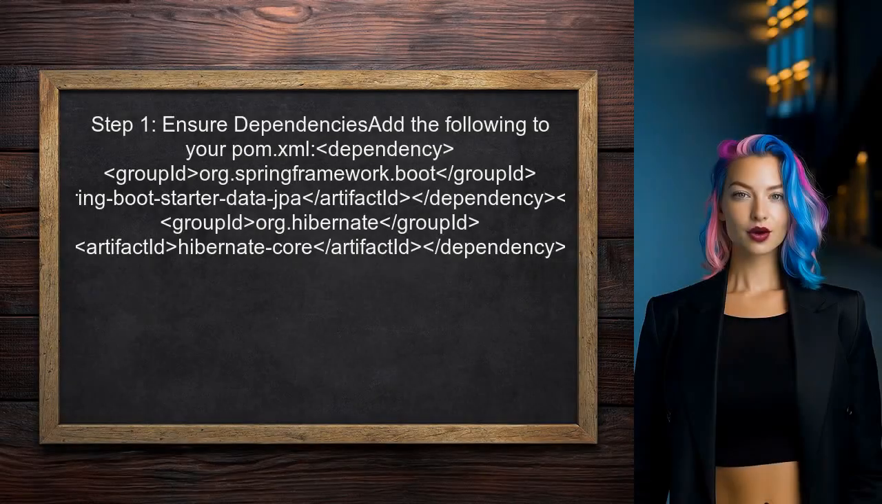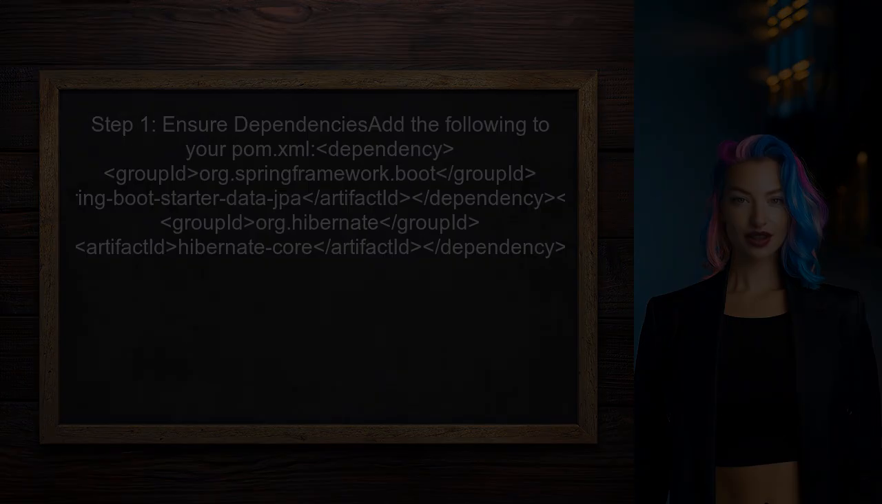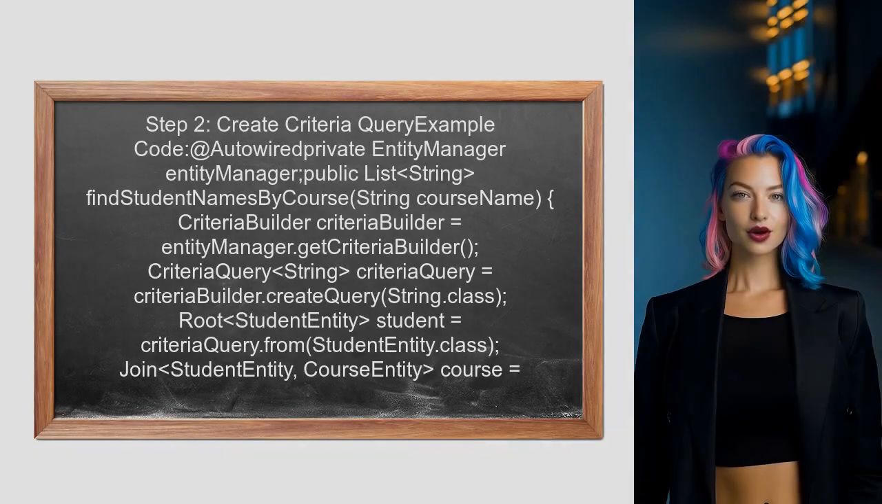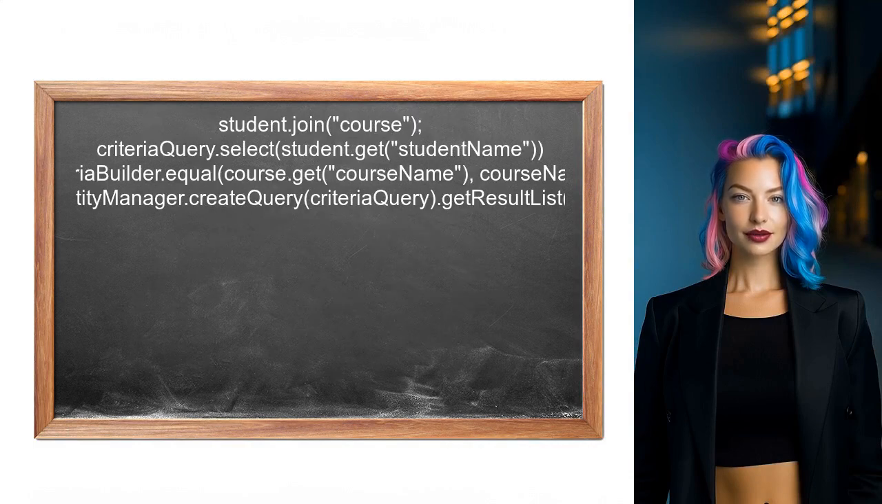To begin using criteria queries in a Spring Boot Data JPA application, the user should first ensure that they have the necessary dependencies in their project. This includes the Spring Data JPA and Hibernate dependencies. Next, the user should create a criteria query to fetch the student names based on the course name. This involves using the criteria builder and criteria query classes provided by JPA.